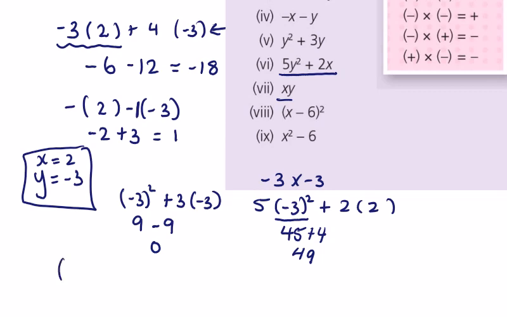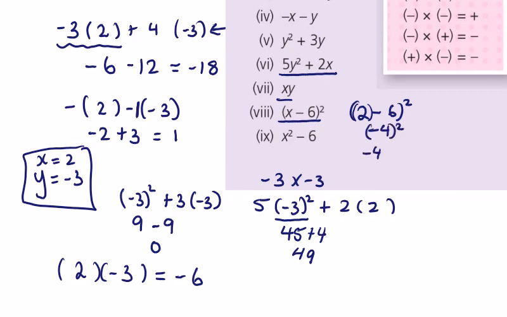x times y, two brackets. 2 by minus 3, just one minus, so 2 3s are 6. So we get minus 6. x minus 6 squared, so we're going to have 2 minus 6 inside the bracket. You could put a bracket on it if you want, though it doesn't really make a difference. Inside the bracket we're going to get 2 minus 6, which is minus 4, and minus 4 by minus 4 has two minus signs, which will give plus 16. And lastly, 2 squared minus 6 is 4 minus 6, which is minus 2. So loads of questions to practice. If you can practice all of these and get them right, you will master substitution.